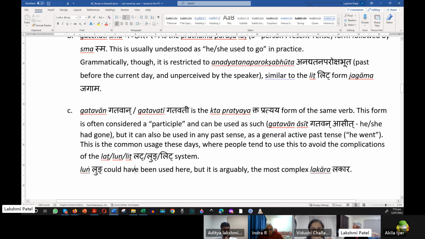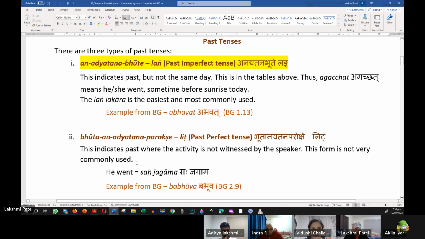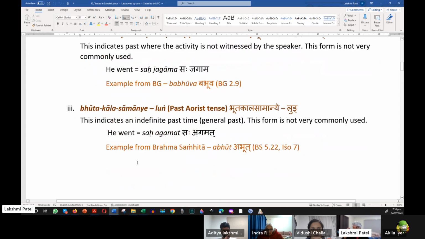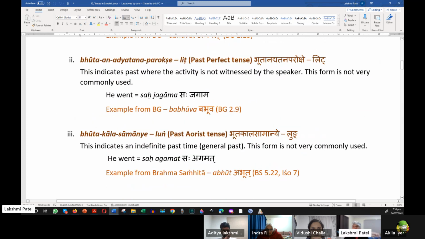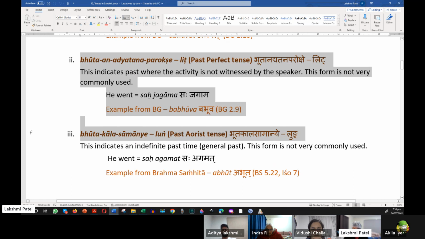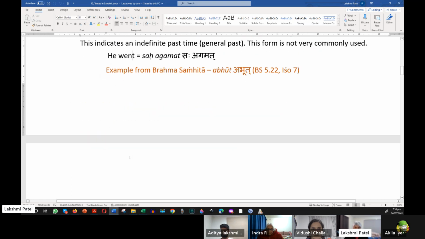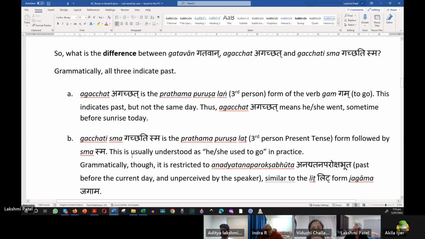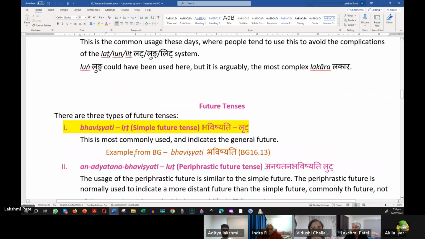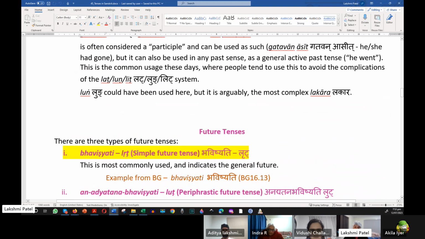Now, like it says here, lung could have been used here, but it's arguably the most complex lakara. So we're not going to go too much into when these are used. Suffice it to say that they are used. We just need to be able to recognize them. And for that, we need to know whether it's Pratham Purush, Madhyam Purush or Uttama Purush. We need to know whether it's Ekavachan, Dvivachan or Bahuvachan.